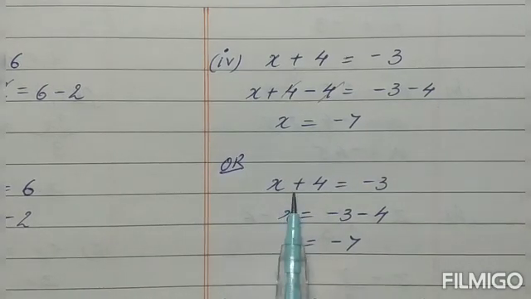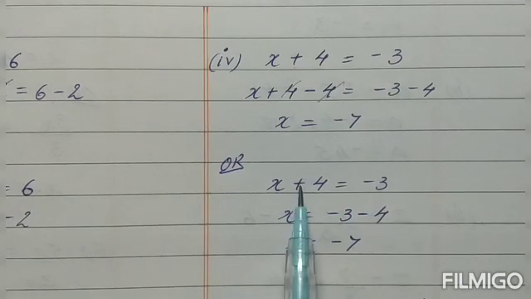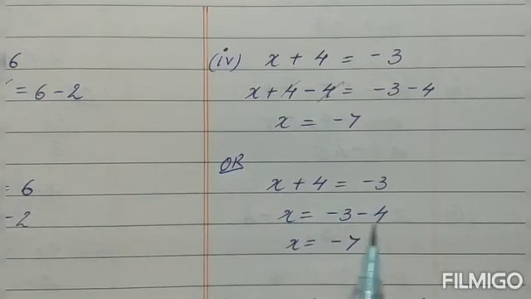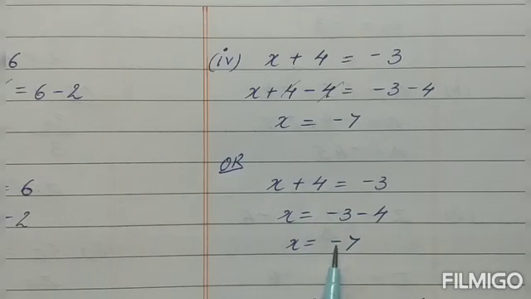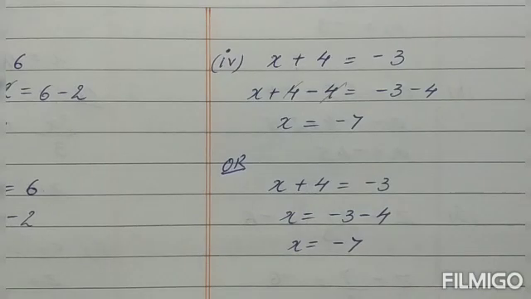So x plus 4 is equal to minus 3. x is equal to minus 4 taken on the other side goes as plus 4, taken on the other side goes as minus 4. So minus is again a minus 7.